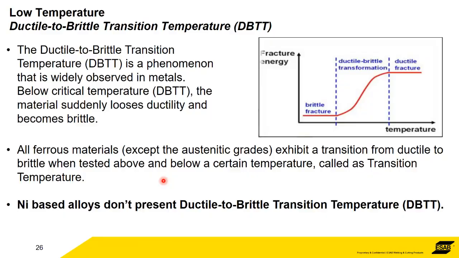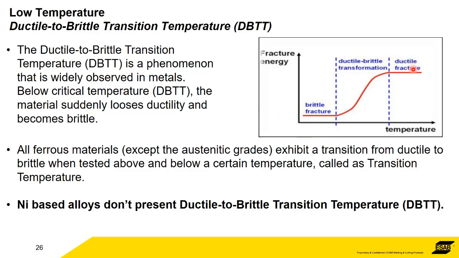Low temperature. Whenever you talk about low temperatures, and particularly stainless steels and carbon steels for that matter, you have to talk about the ductile to brittle transition temperature. It's a phenomenon that the graph illustrates very, very well.